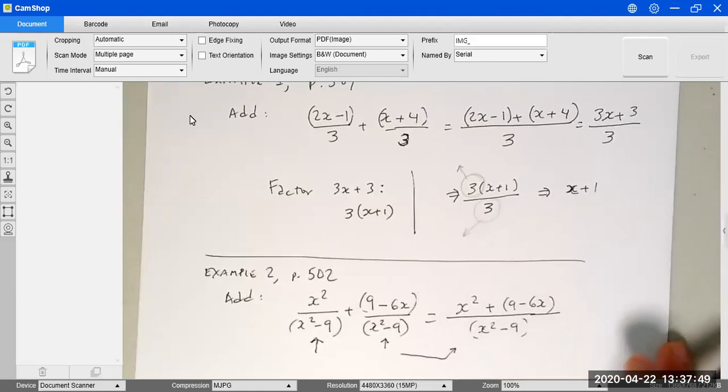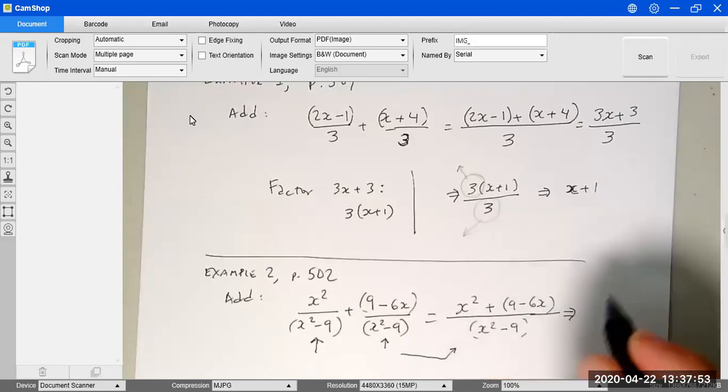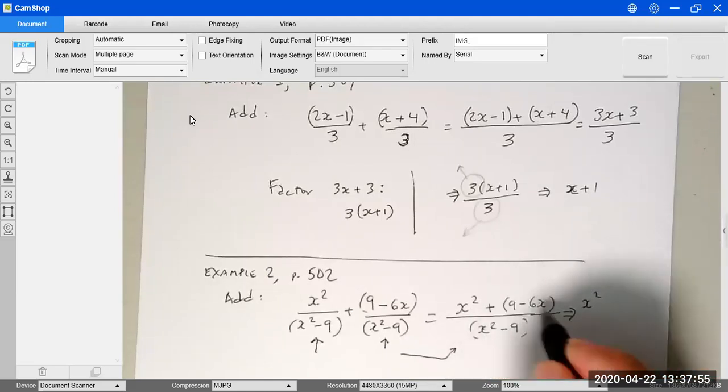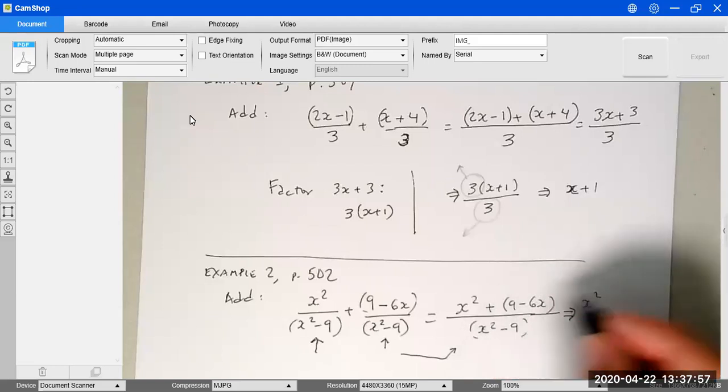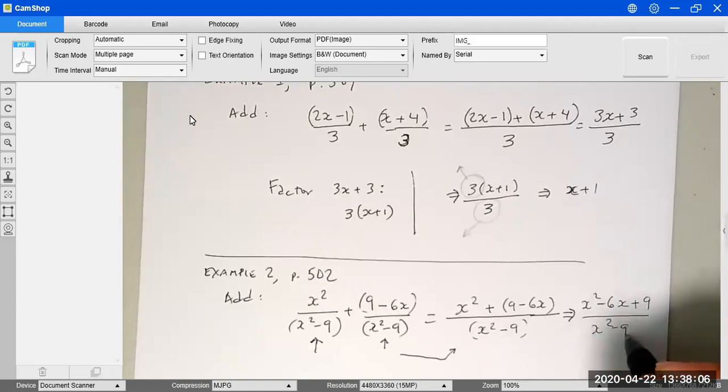Then you just combine like terms. Here you have x squared. Then you don't have other x terms, only this one, negative 6x, and then plus 9, over x squared minus 9.